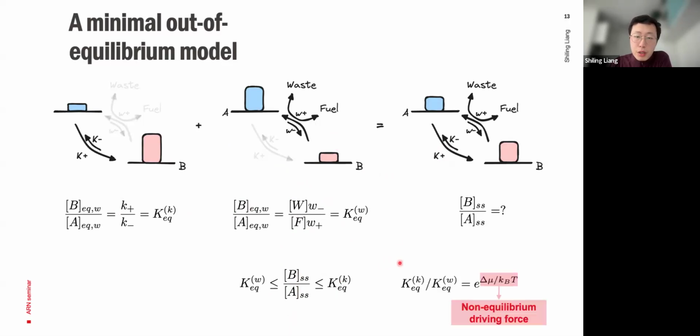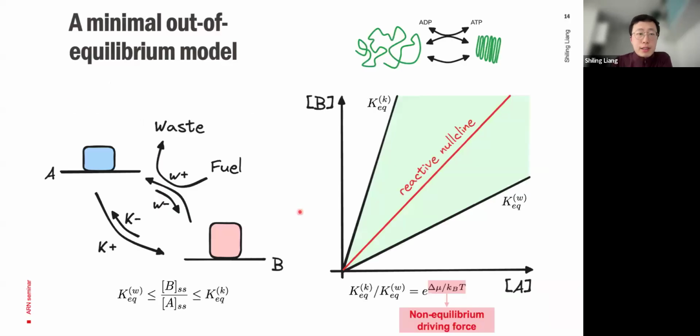And interestingly, the ratio of the upper and lower bound is determined by the non-equilibrium driving force. Only when you have a non-equilibrium driving force, when the fuel to waste conversion provides some energy to the system, will this ratio be different. So this ratio will not equal 1, and the upper and lower bounds will be different. If you don't provide any driving force, the upper and lower bounds will be the same. That means these two pathways will lead to the same equilibrium state, and eventually the final stationary state is also the equilibrium state.